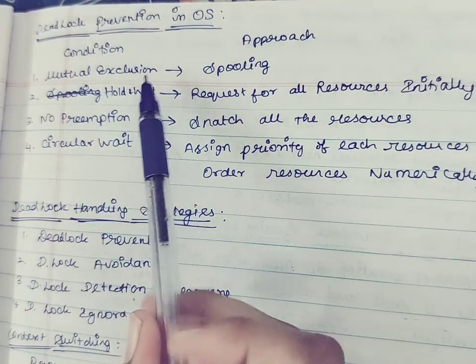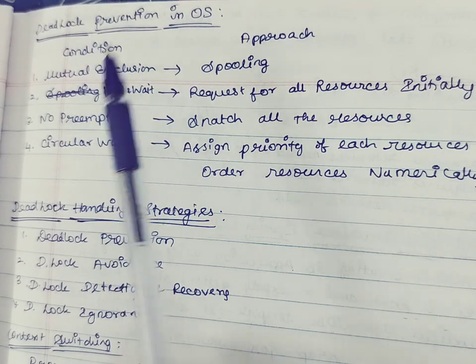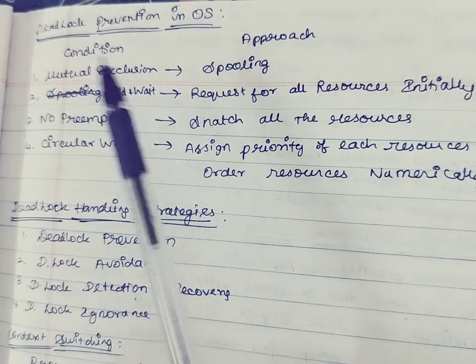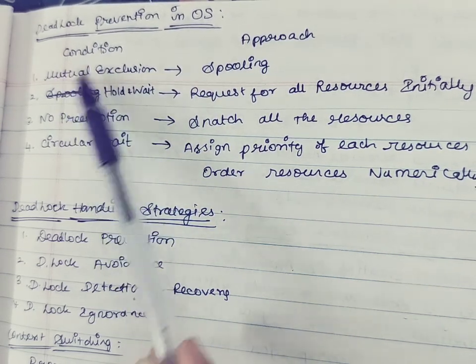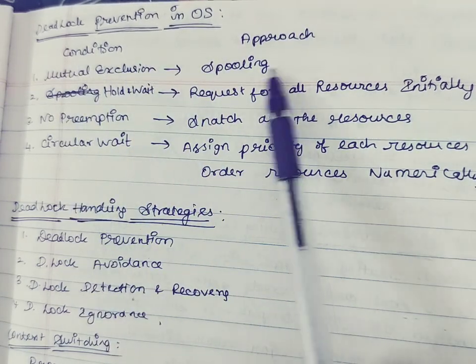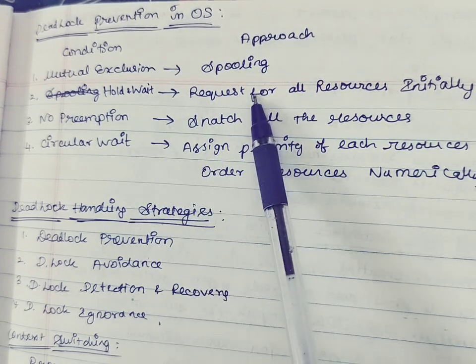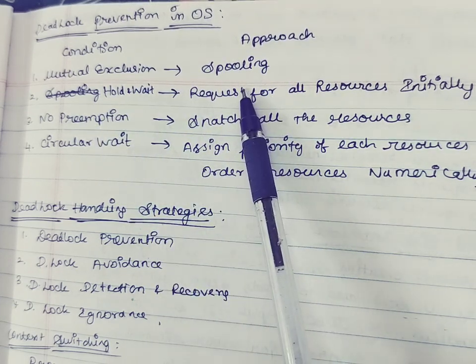Let's see how we can prevent deadlock in an operating system. These are some of the conditions in which deadlock occurs. Let's check each condition and the approaches we can use to prevent it.